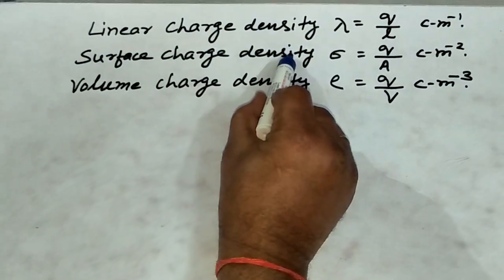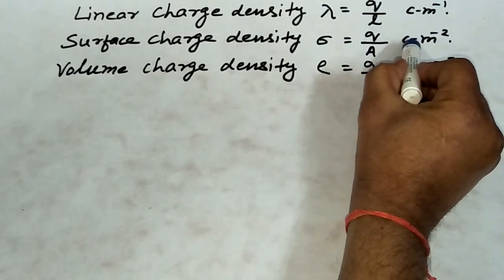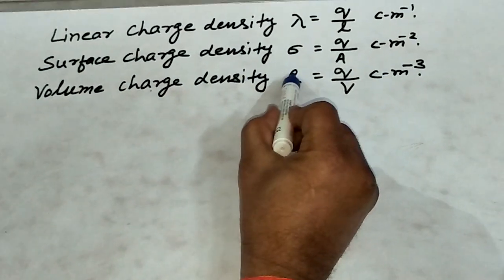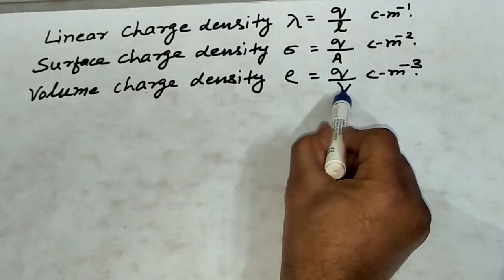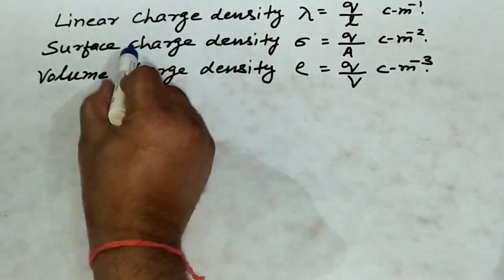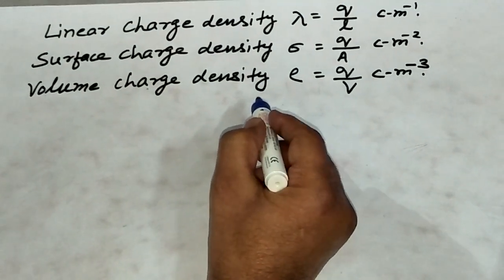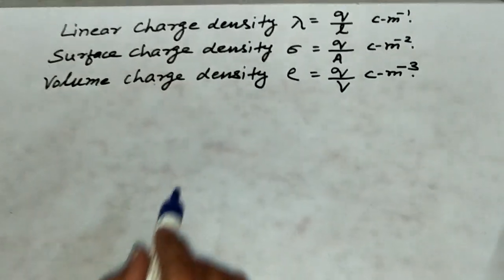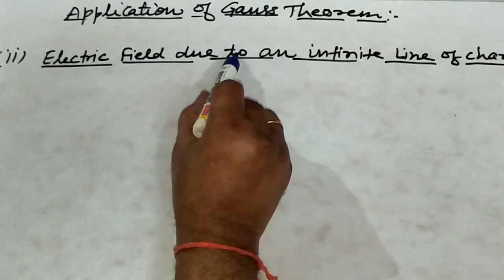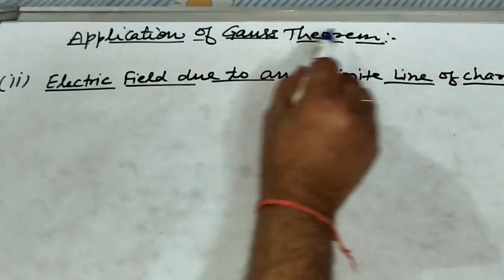Similarly, surface charge density is denoted by sigma, which is charge per unit area and its unit is coulomb per meter square. And the third one is volume charge density, denoted by rho, and it is charge per unit volume and its unit is coulomb per meter cube. And these charge densities we will use to derive the expression for the electric field, which is based on the application of the Gauss theorem.